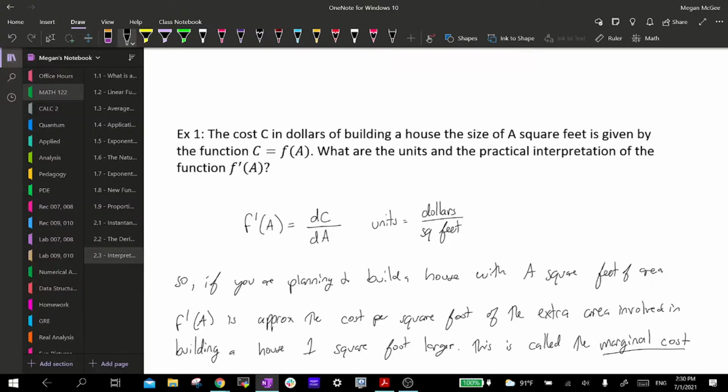The cost it would take to increase production by 1 unit, in this case increase the area by 1 square foot, that is our marginal cost. And so our derivative, which is our change in cost over our change in square feet, is going to give us how much money you would need to add to your budget in order to increase the size of your home.